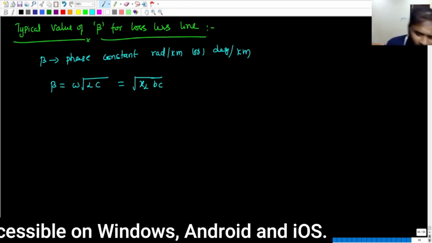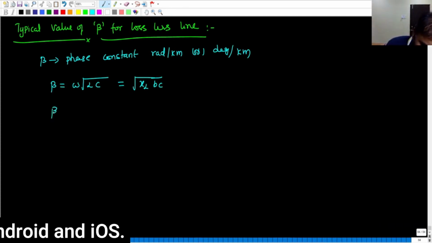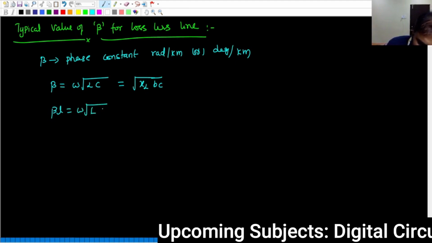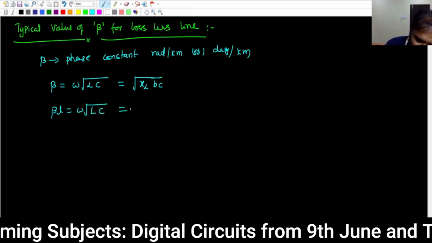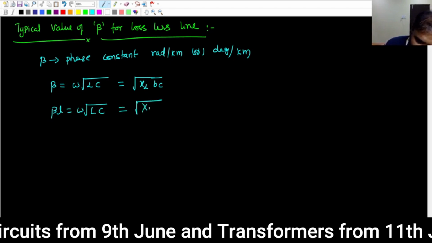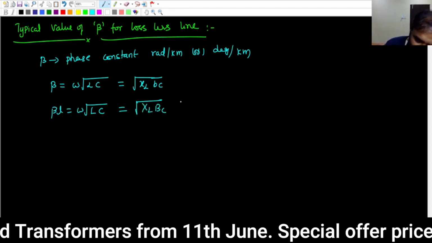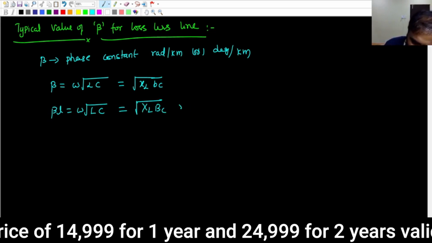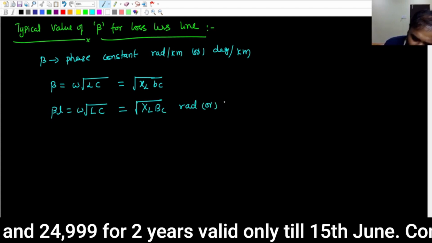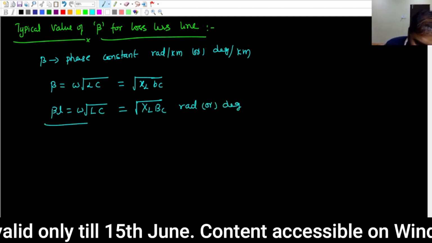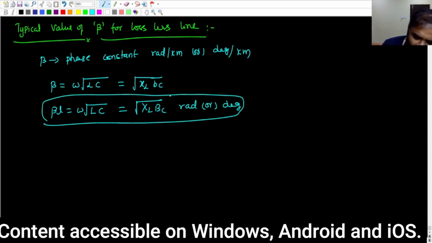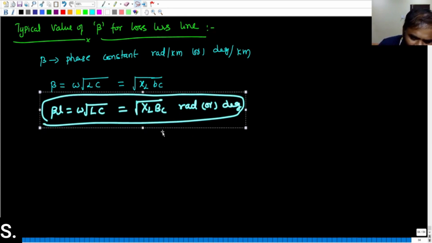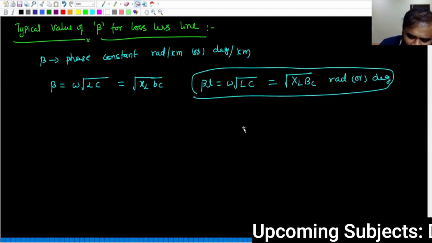Okay? Clear? Even we can write beta L also. Let me write that. Beta L means omega into root over capital L into capital C. Otherwise, capital XL into capital BC. But careful, this is in degrees or radians. Better radians. Actually, by default, we get it in radians. Or degrees also we can write. But this is not important for us. What is important is beta, because beta L depends on the length of the line. Okay, I can write that separately.